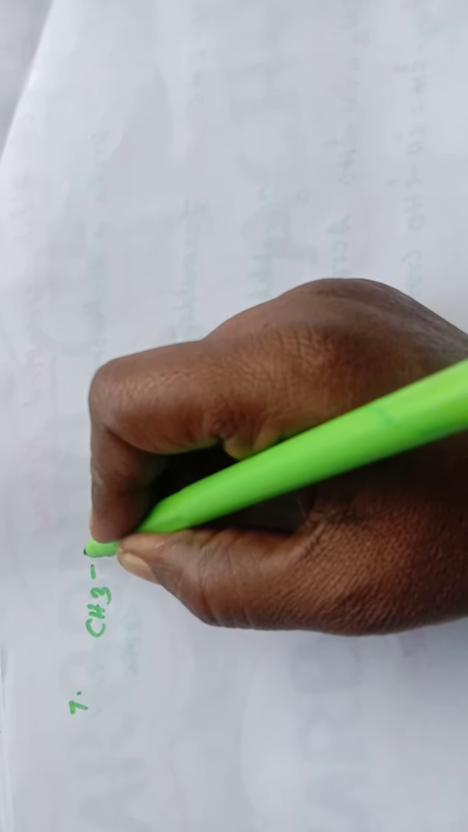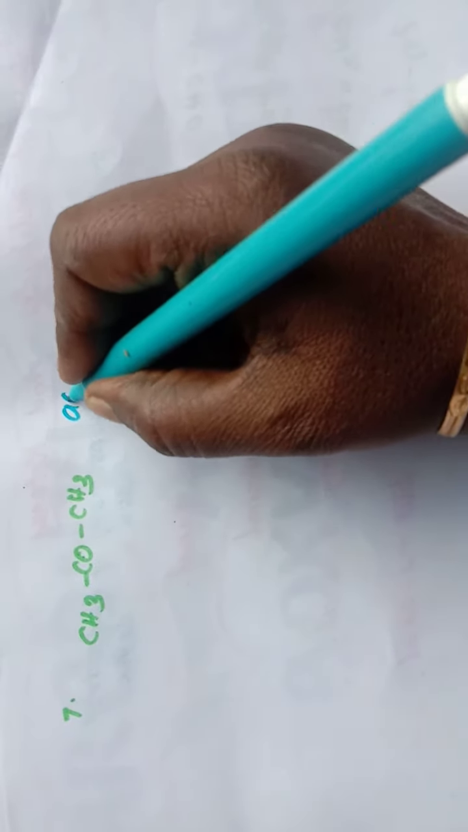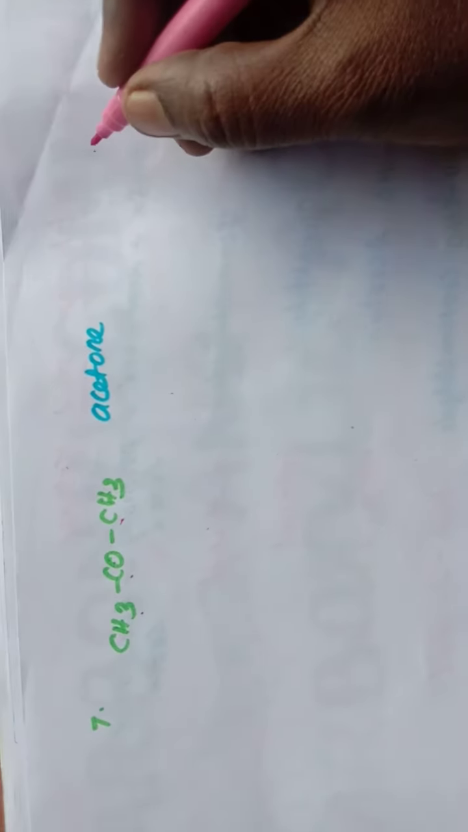Next one is CH3-CO-CH3. Common name of this compound is acetone. IUPAC name: 1, 2, 3 carbons are there, so propanone.